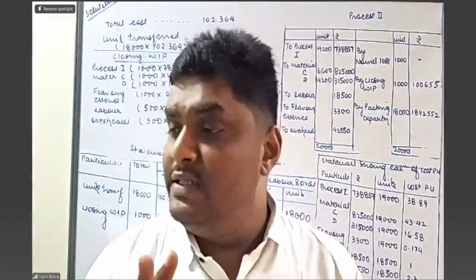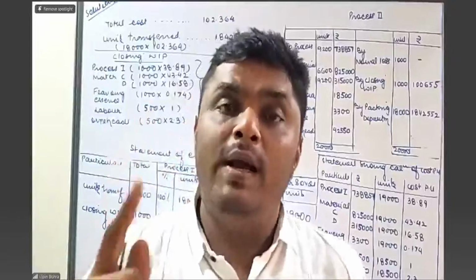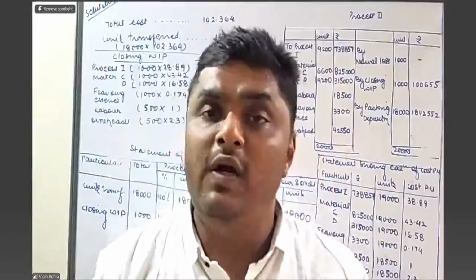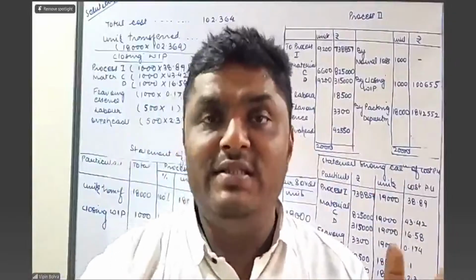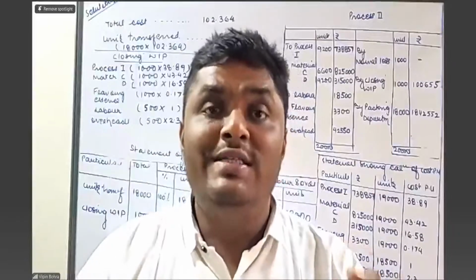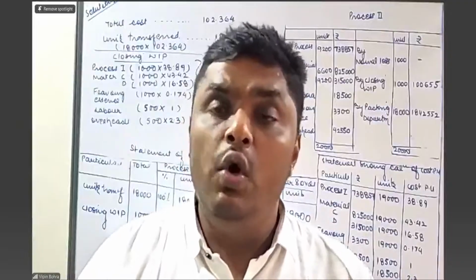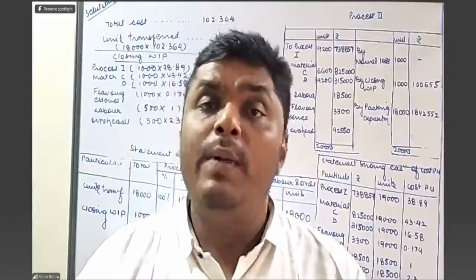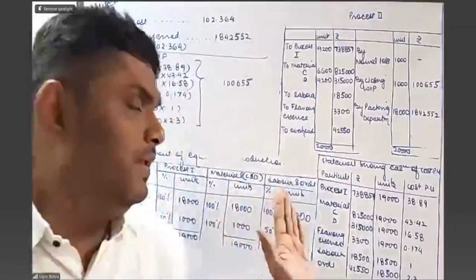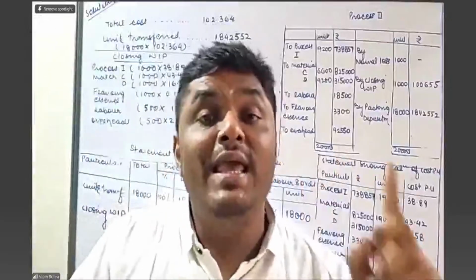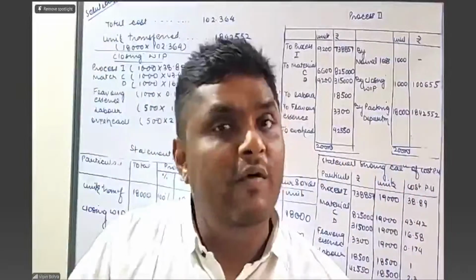So always remember there are 3 points. The first point, normal loss. We have to ignore normal loss while preparing the statement of equivalent production. As I have discussed in my regular batch also, see, what happens with normal loss? Product cost gets inflated. So no need to consider normal loss while preparing the statement of equivalent production. So the first point, normal loss, ignore while preparing statement of equivalent production.